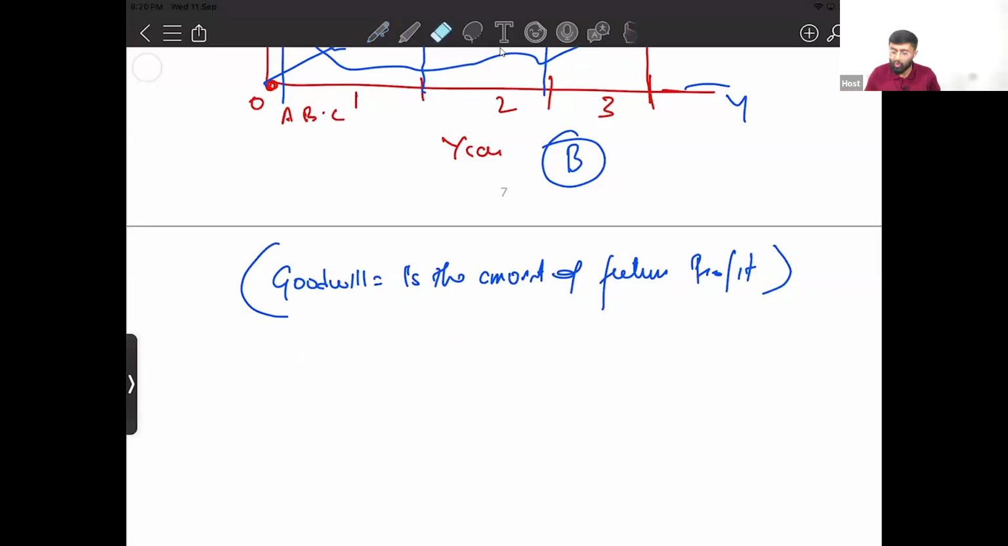So what is goodwill? Goodwill is the amount of profits the firm will earn in future.